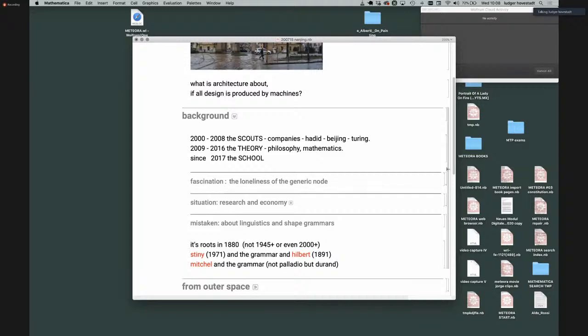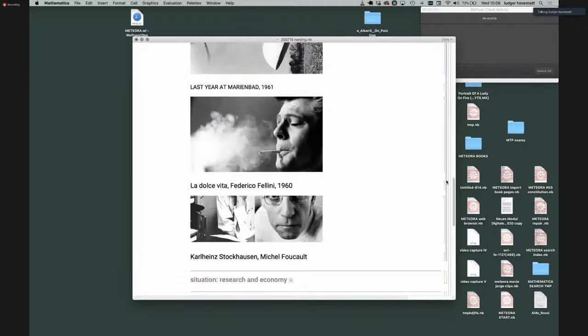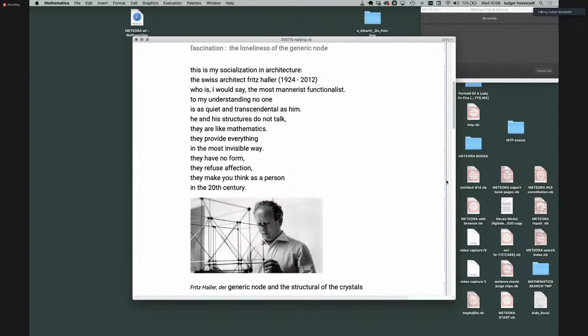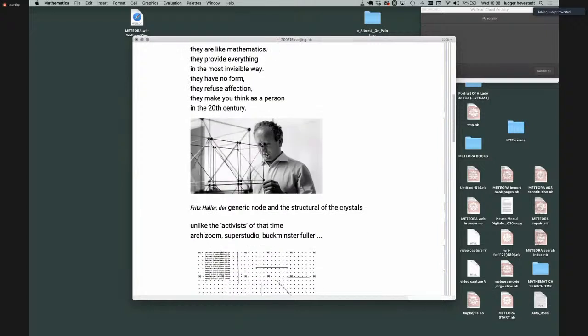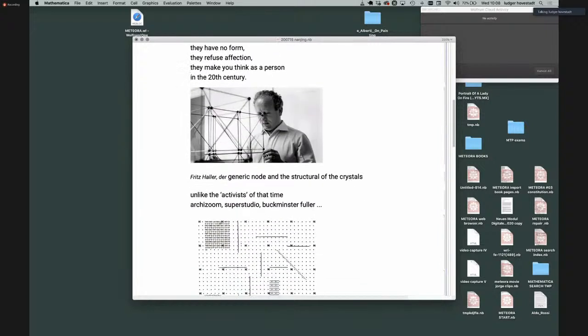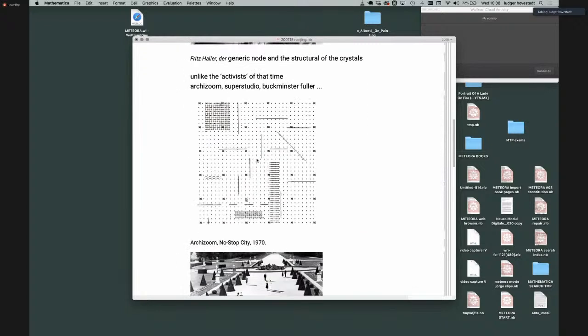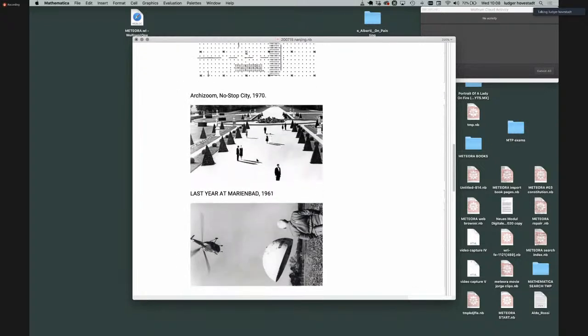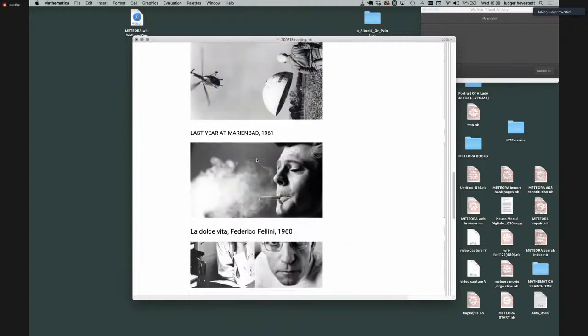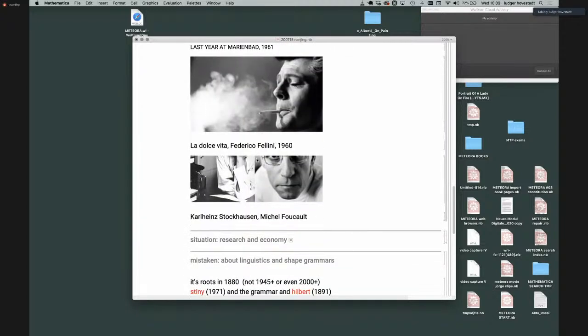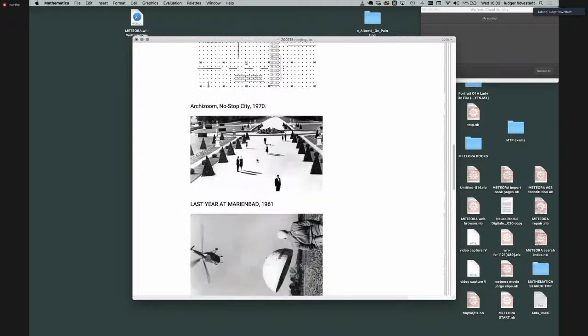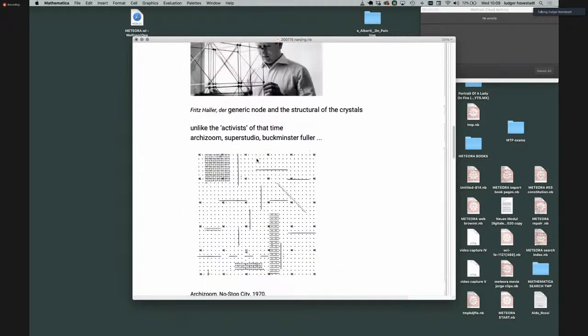My personal fascination, my background is this: I am a student of Fritz Haller. It's very minimalistic, very functionalistic architecture. I like Archizoom, Fuller, Stockhausen, Foucault, and so on. These are my masters.